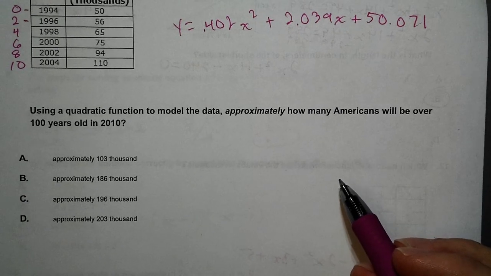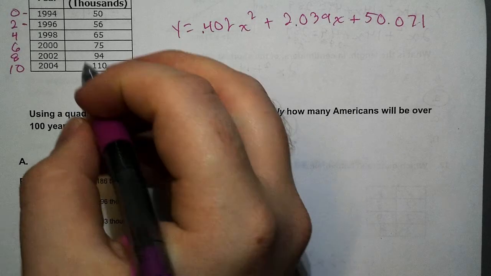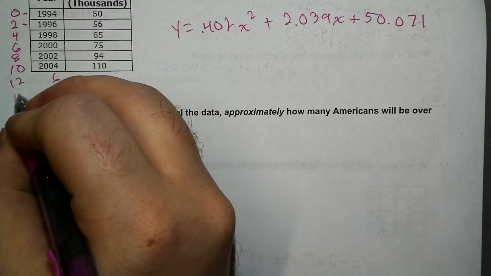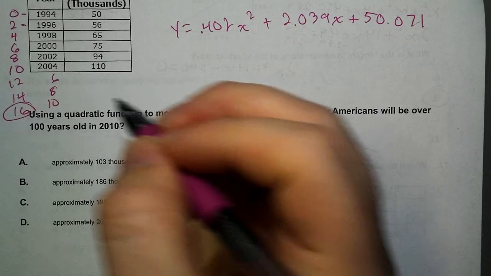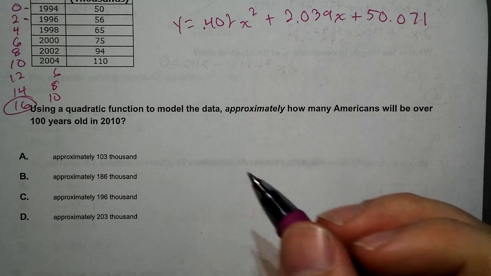All right. We want to use this quadratic that we just got to find approximately how many Americans will live past 100 in 2010. Well, it stopped on 2004. So 2006 would be 12, 2008 would be 14, 2010 would be 16. So all we need to do is take 16 and plug it in for x.